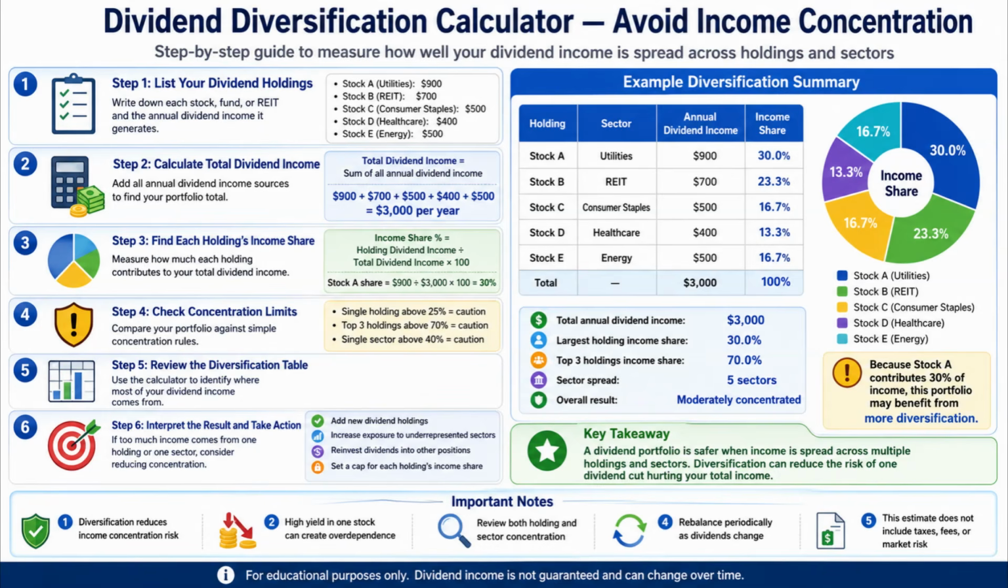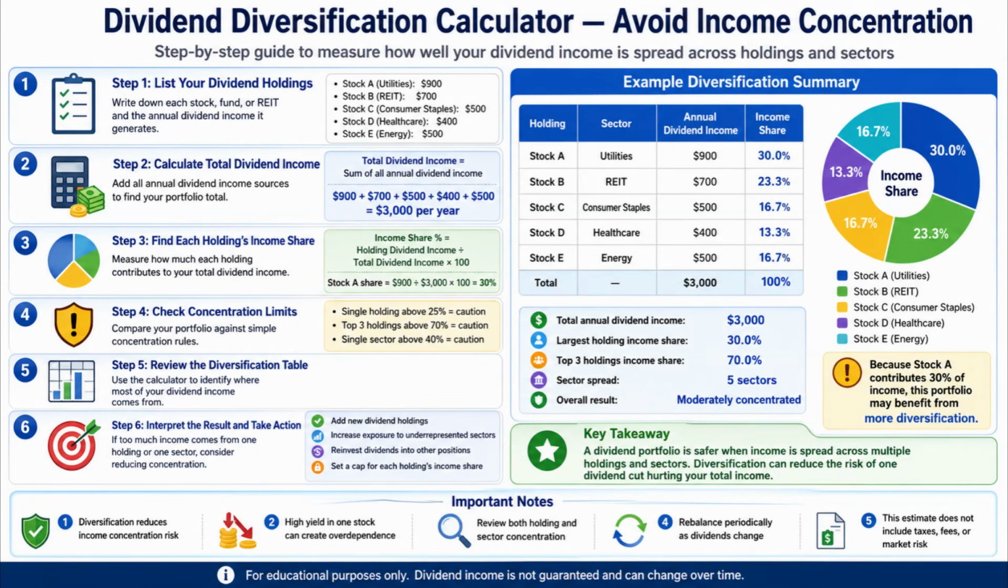Because stock A contributes 30% of the total dividend income, this portfolio may benefit from more diversification. This does not always mean stock A is a bad holding, but it means the investor should understand the risk of relying too much on one income source.